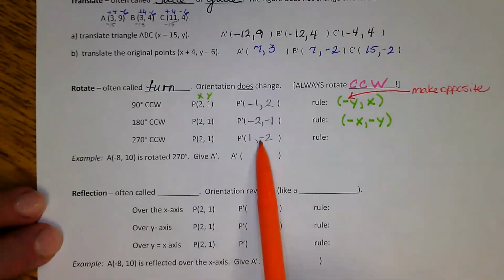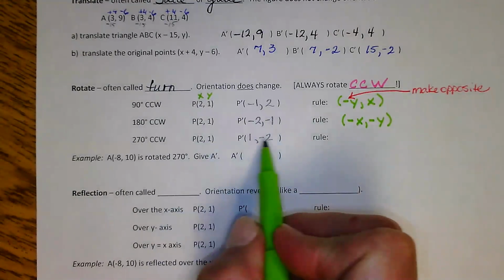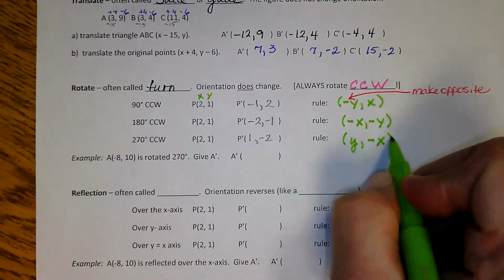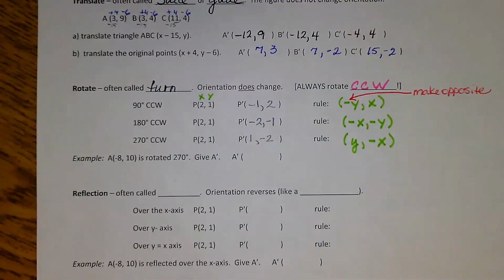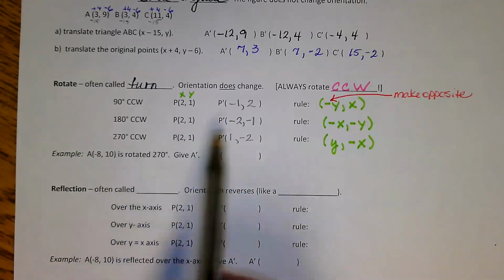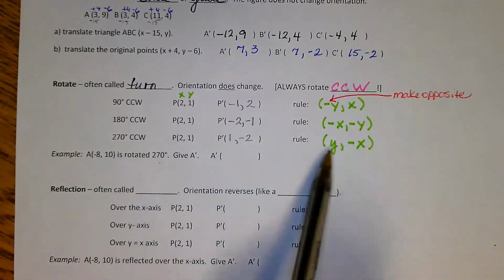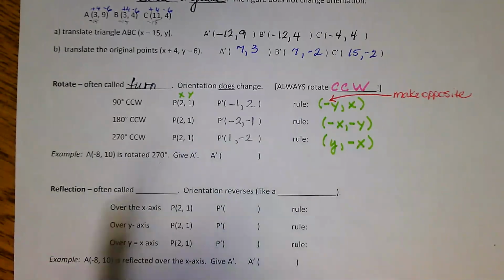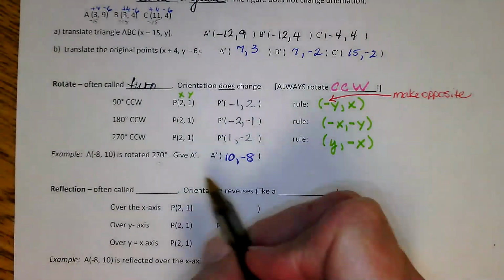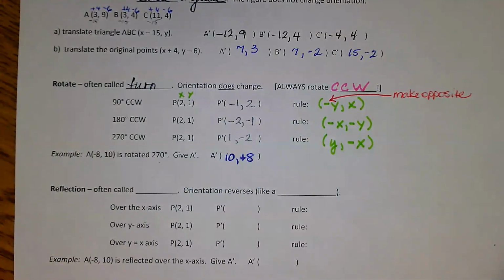Okay, this again looks like the X and Y changed locations, but this time the X changed its value. The Y opposite X. Let's just do a practice problem. I could get out patty paper and a grid and do this, or I can apply the rule. 270 is right here. It says flip them around and change the sign of the X. So if I flip them around, I have 10, -8, but I need to change the sign of the X. It was negative, now it is positive.